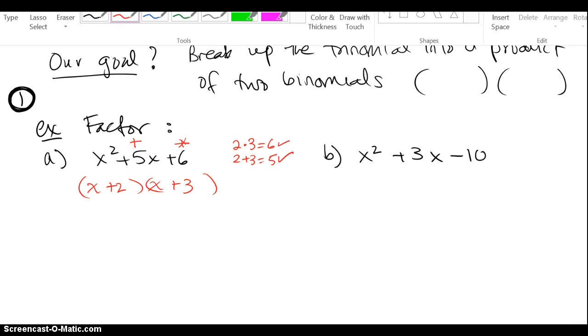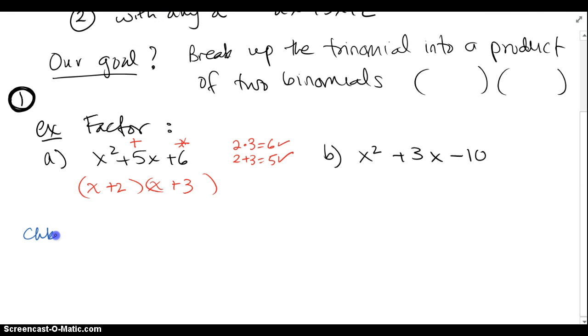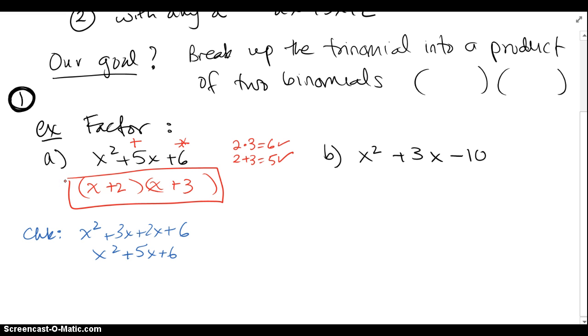Now I can check my work, and remember, checking your work simply means redistributing and seeing what you get. You get x squared plus 3x plus 2x plus 6, and that's definitely going to simplify to my original trinomial. So that's fully factored. I have a product of two binomials with each parentheses containing nothing more in common that I can pull out. Let's go to the next one.